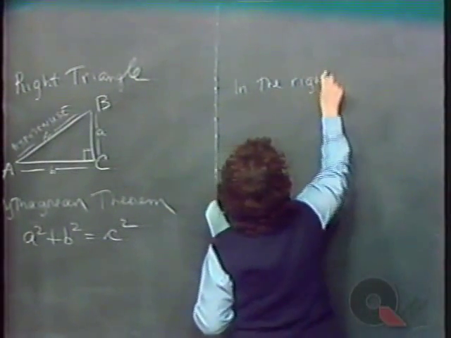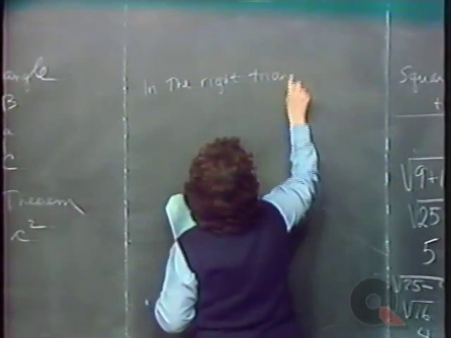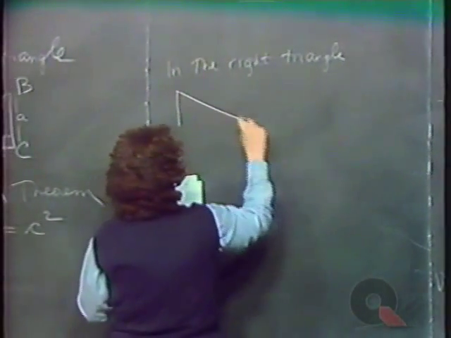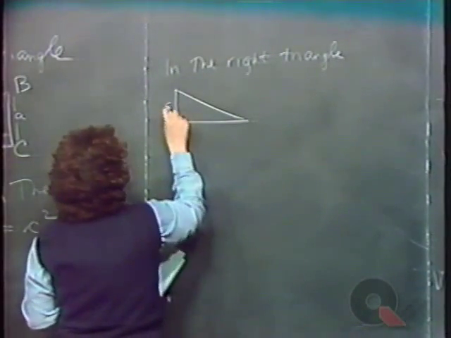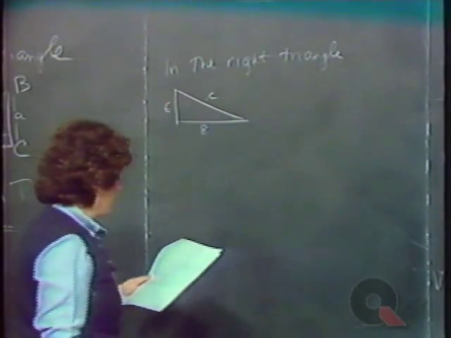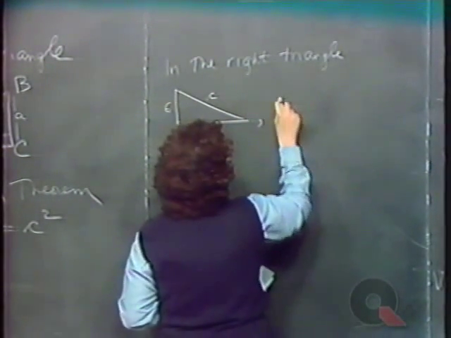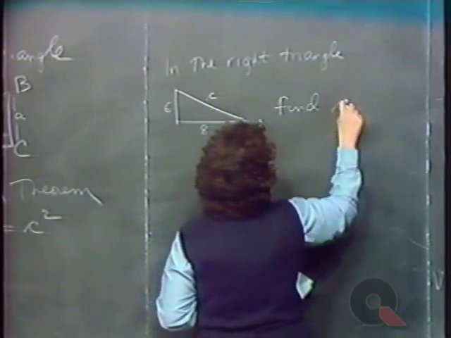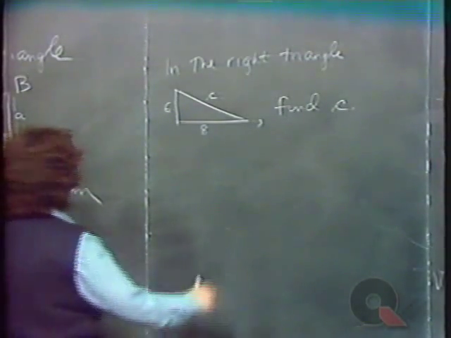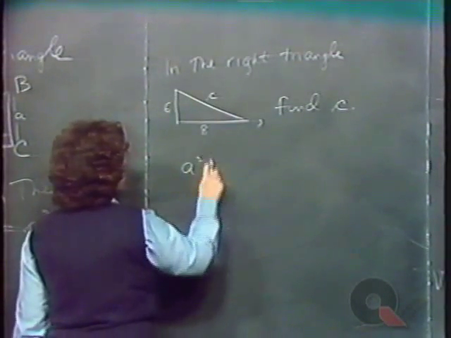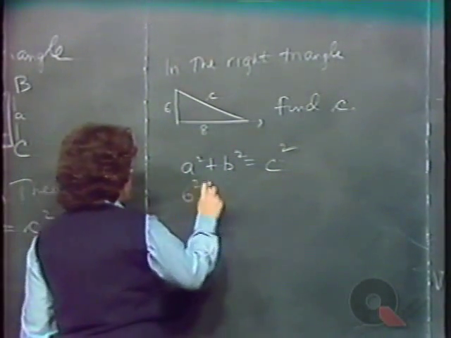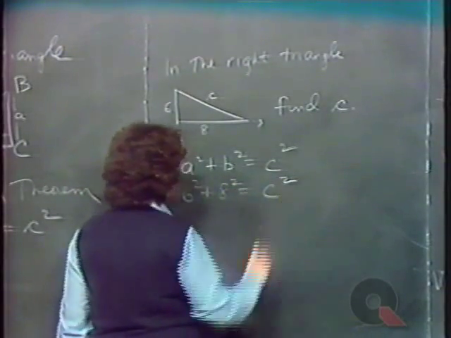In the right triangle, they give you 2 legs, 6 and 8, and they give you the third side is C. Find C. Okay, well, we have A, B, and C. We know that A squared plus B squared equals C squared. That is 6 squared plus 8 squared equals C squared.